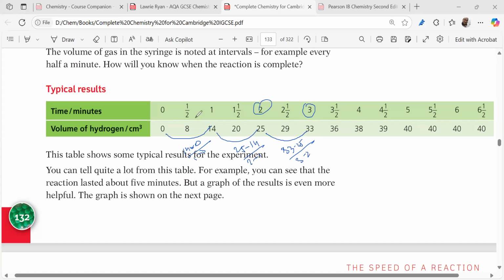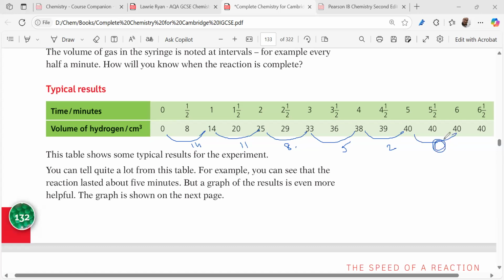So the first minute, what is the rate of the reaction? 14. Second minute? 11. Third minute? 8. Fourth minute? 5. Fifth minute? 2. In the sixth minute? 0. So we can tell that the reaction ended, or the reaction died. Clear, everybody? It's a very important portion we have to learn.